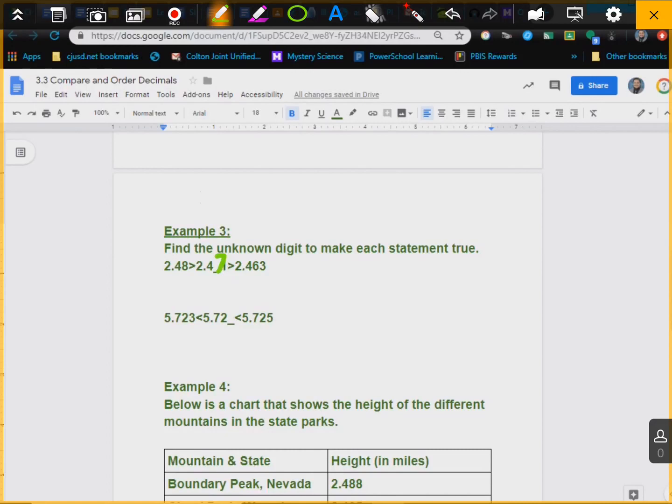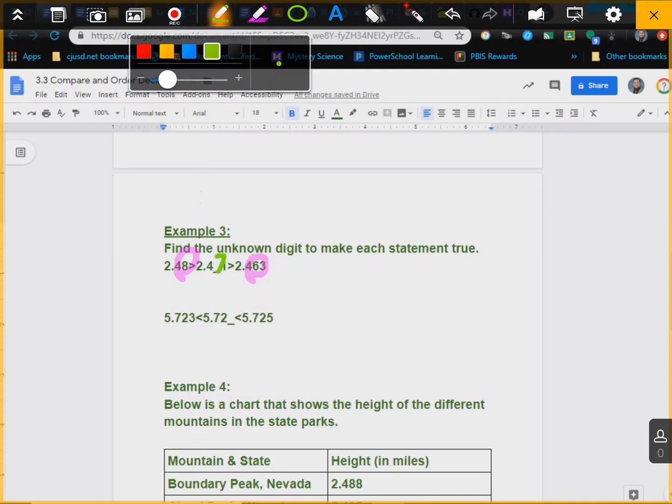So you have to see, okay, I'm looking for a number in the hundredths. What number is smaller than 8 in the hundredth but greater than the 6 in the hundredth? Which number is bigger than that one and smaller than that one? And the answer is 7. Okay, we're comparing the ones, tenths, hundredths, and thousandths. That's all we're doing for all these examples.